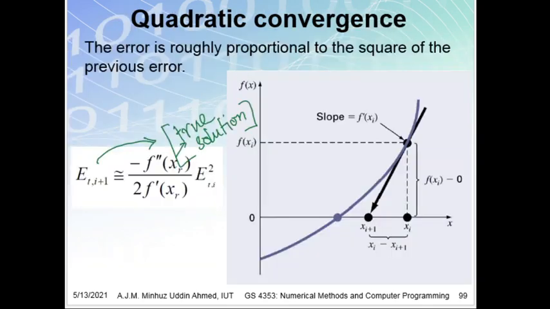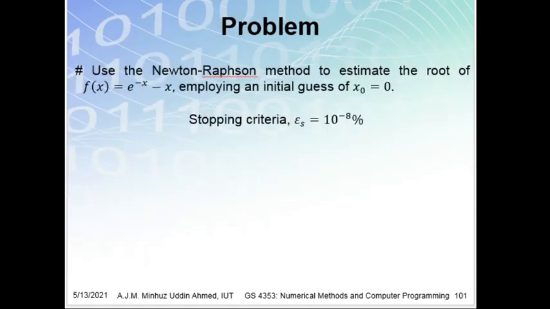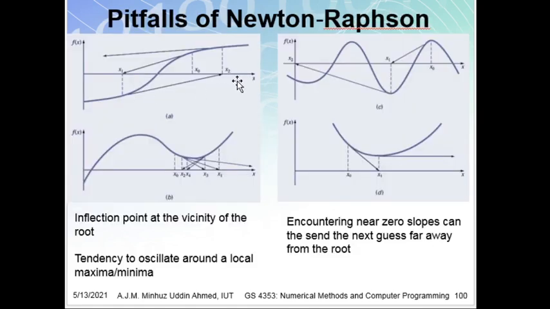The Newton-Raphson method has some problems as well. I'm going to discuss them before I go to the problem, and after finishing the problem I will be finishing our class today. So let's discuss the pitfalls of the Newton-Raphson method. First of all, Newton-Raphson is very well appreciated because in a very short duration or few iterations, it converges towards the original solution. No doubt about that. Once it converges. But if it doesn't converge, what will happen?